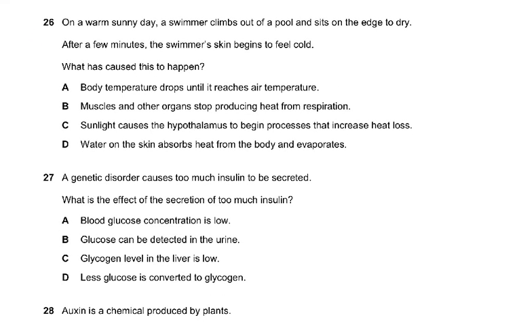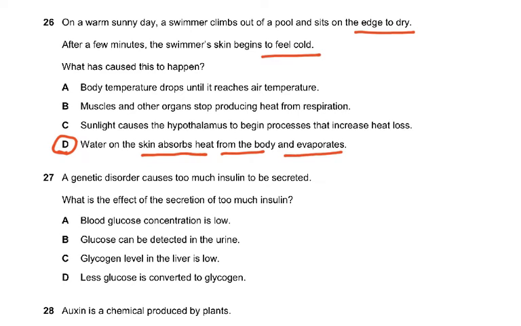On a warm sunny day, a swimmer climbs out of a pool and sits on the edge to dry. After a few minutes, the swimmer's skin begins to feel cold. What has caused this to happen? Body temperature drops until it reaches air temperature. Muscles and other organs stop producing heat from respiration. Sunlight causes the hypothalamus to begin processes that increase heat loss. Water on the skin absorbs heat from the body and evaporates. Latent heat of vaporization. Answer is D.